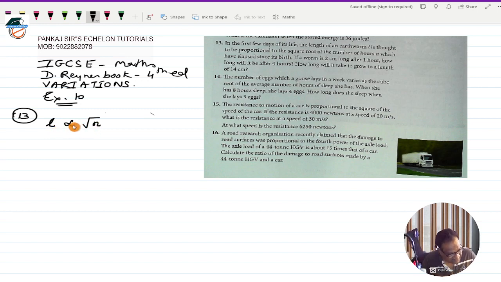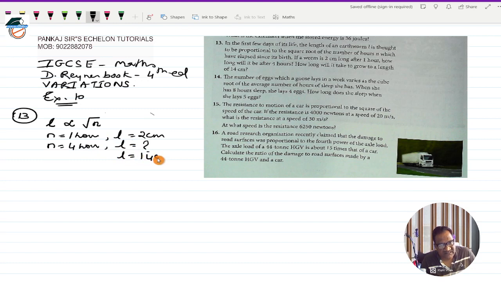Now what it is saying is, if the worm is 2 centimeter long after 1 hour, so when n is equal to 1 hour, the length of the earthworm is found to be 2 centimeter. Then how long will it be after 4 hours? That is, when n is equal to 4 hours, what will L be equal to? This is the first question. And it also says, how long will it take to grow to a length of 14 centimeter? So if L is equal to 14 centimeter, what should n be equal to? These are the two questions that you have to answer.